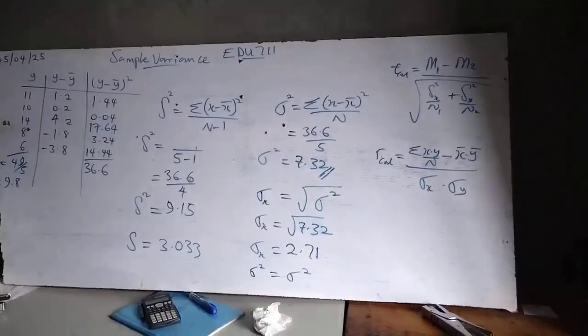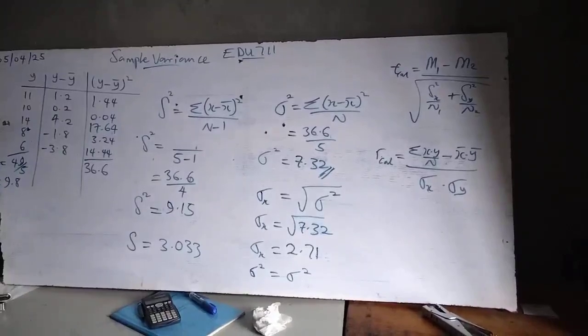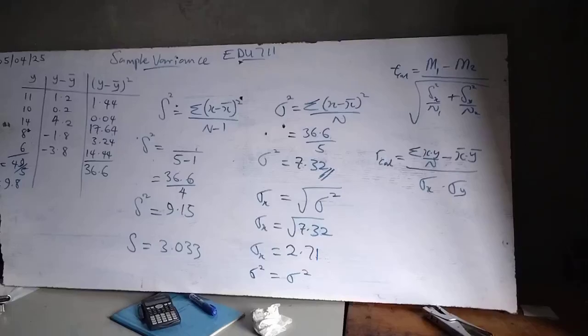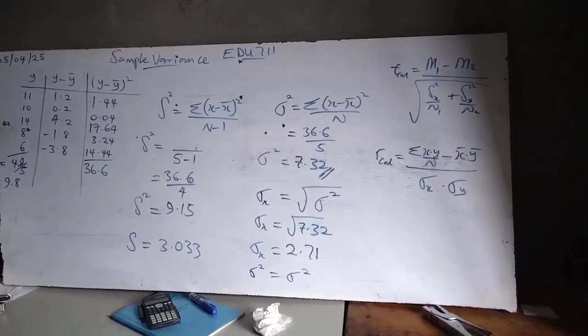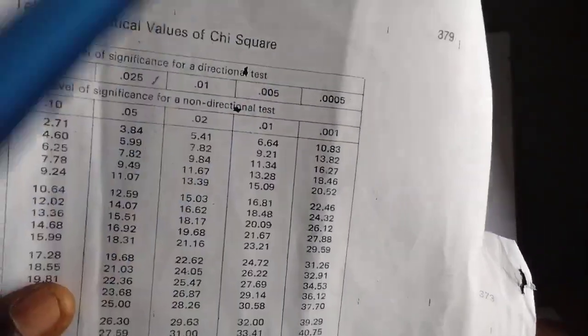So when you move to the next page, you see other values, but this tutorial or even this course did not cover that, so I'm not going to bore you with that. So let's move to another one here. Look at this: critical values of chi-square. That is for chi-square.